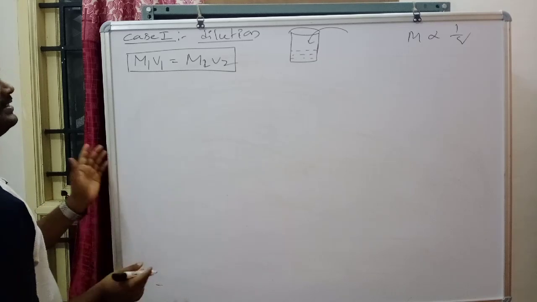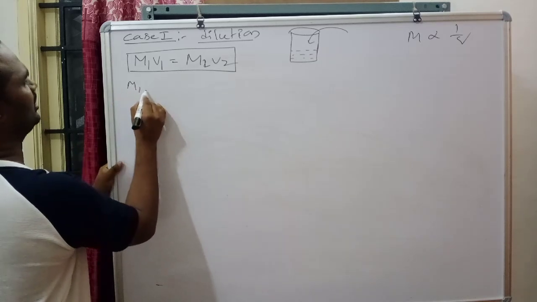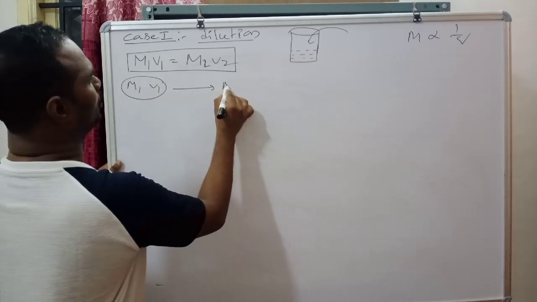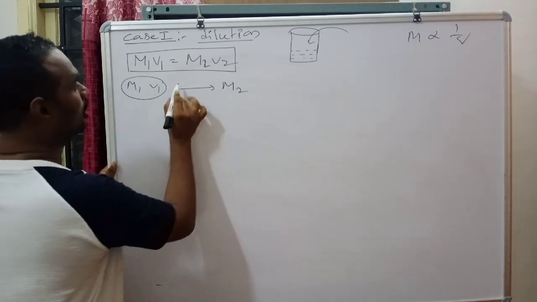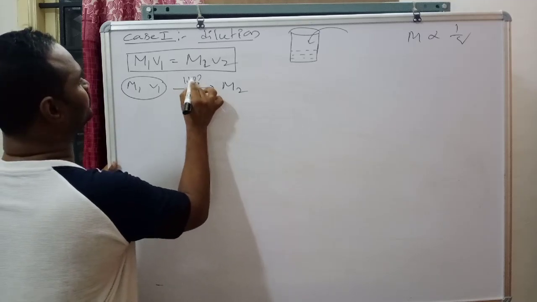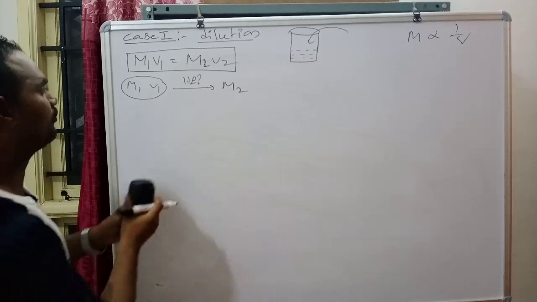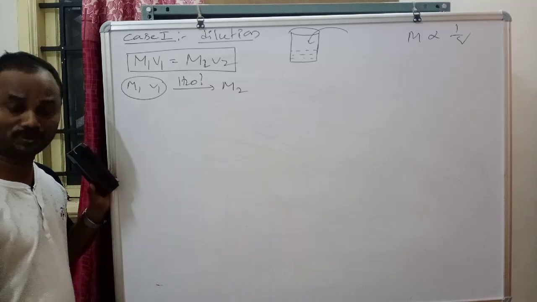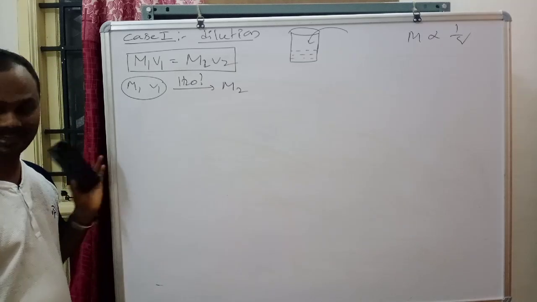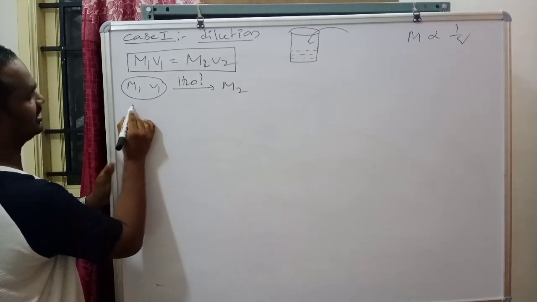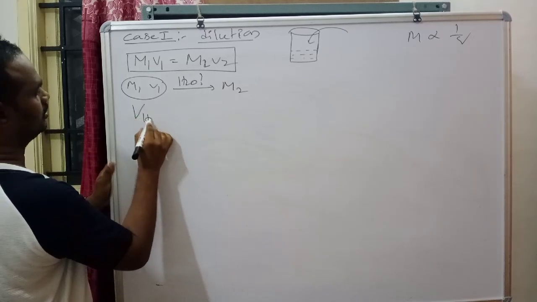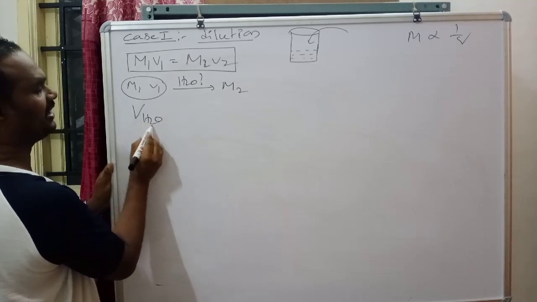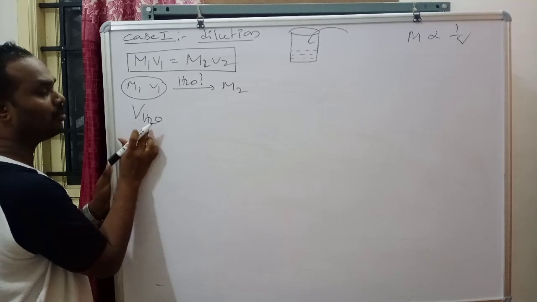Next, for dilution, an M1 concentration, V1 solution is there. This is to be converted into M2 concentration. How much amount of water are we going to add? How much quantity of water? To calculate that, what formula do we use in the dilute case? Let me write the required volume of water simply as V H2O, meaning the required volume of water.